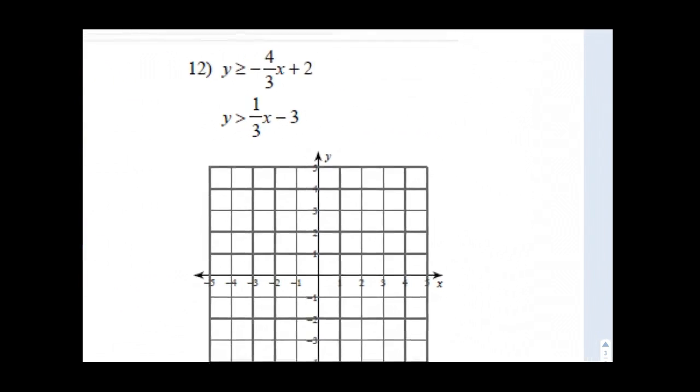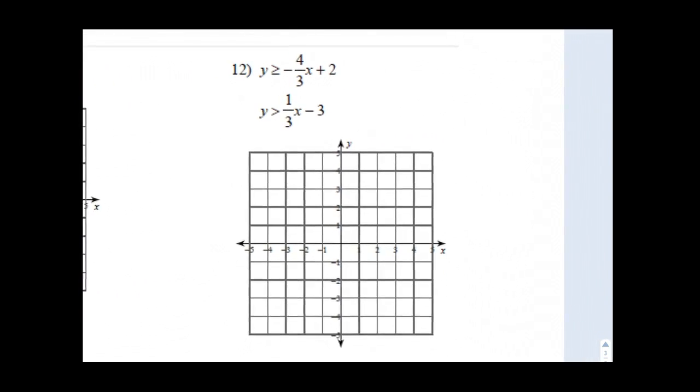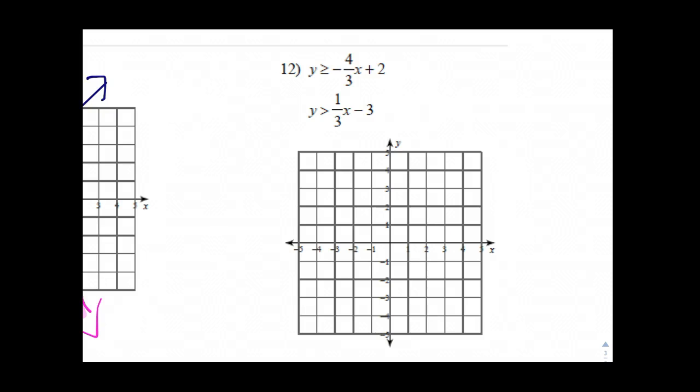Number 12. Looks harder because it has fractions. It's not any harder at all. Okay, so we're going to start our top line, which I'm going to make pink. No, I'm going to make purple. We're going to start this line at +2. I'm going to go down 4 because it's a -4. 1, 2, 3, 4. I'm going to go over 3.